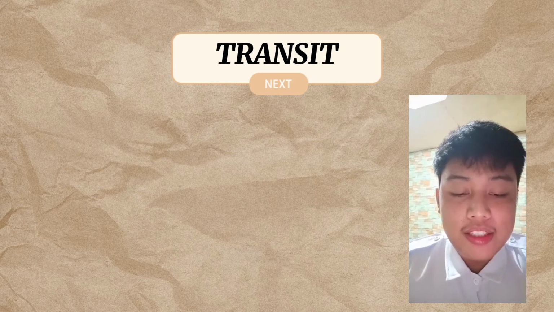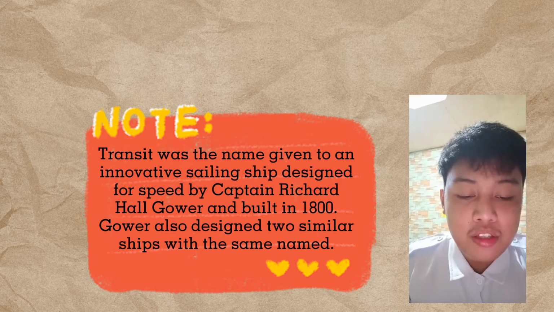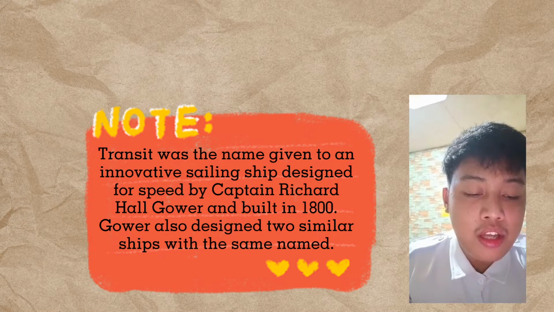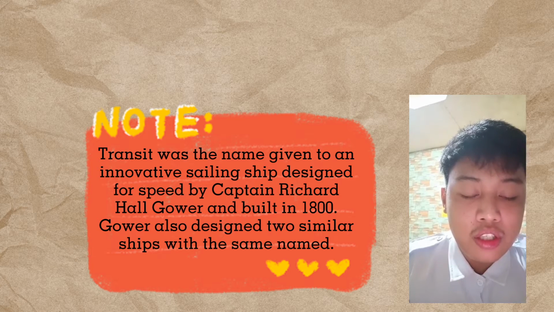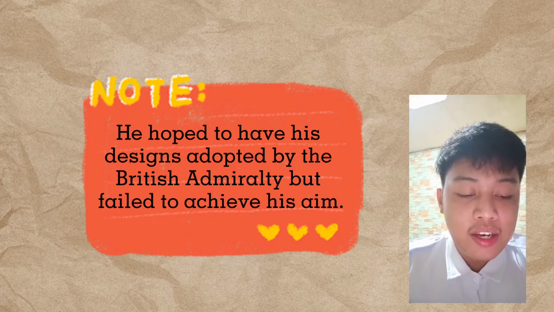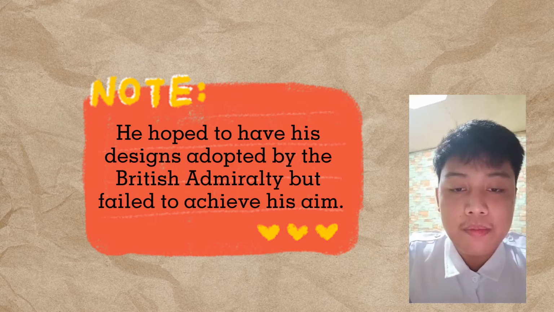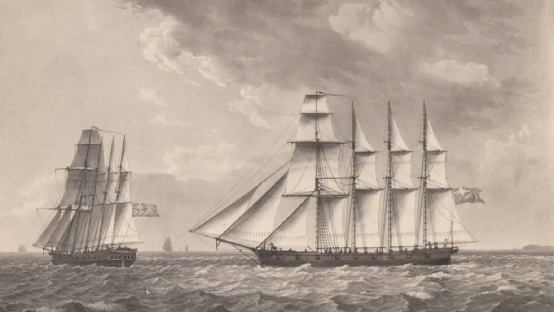Our third topic is transit. Transit was the given name to an innovative sailing ship designed for speed by Captain Richard Holgower and built in the 1800s. Holgower also designed two similar ships with the same name. He hoped to have his designs adopted by the British Admiralty but failed to achieve his aim. These are the two ships that Richard Holgower built.